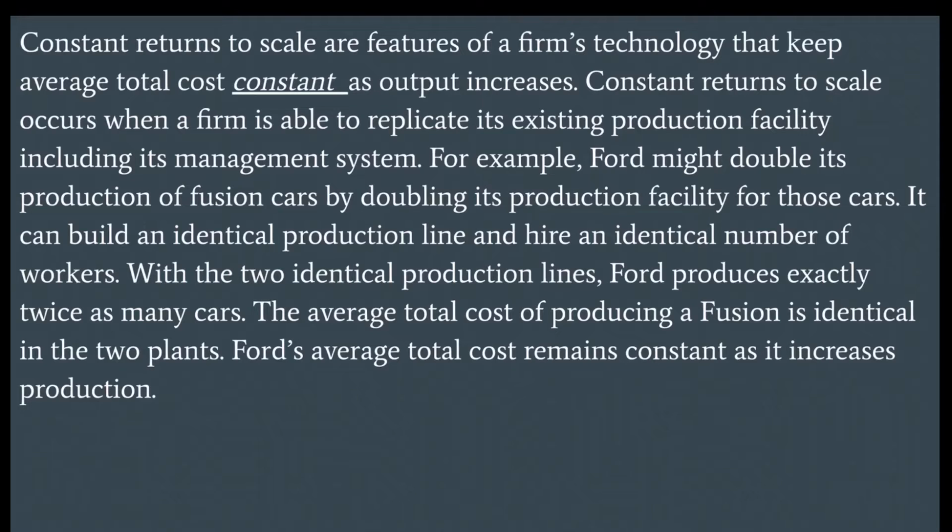Constant returns to scale are features of a firm's technology that keep average total cost constant as output increases. Constant returns to scale occur when a firm is able to replicate its existing production facility, including its management system. For example, Ford might double its production of Fusion cars by doubling its production facility for those cars. It can build an identical production line and hire an identical number of workers. With the two identical production lines, Ford produces exactly twice as many cars. The average total cost of producing a Fusion is identical in the two plants. Ford's average total cost remains constant as it increases production.